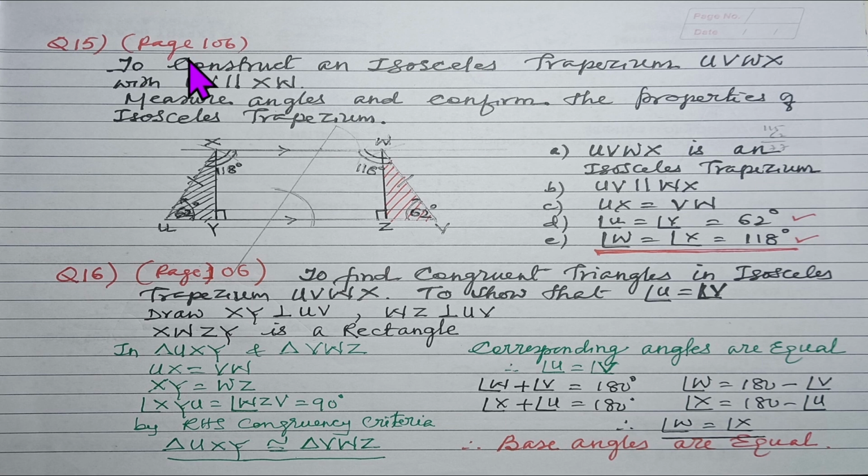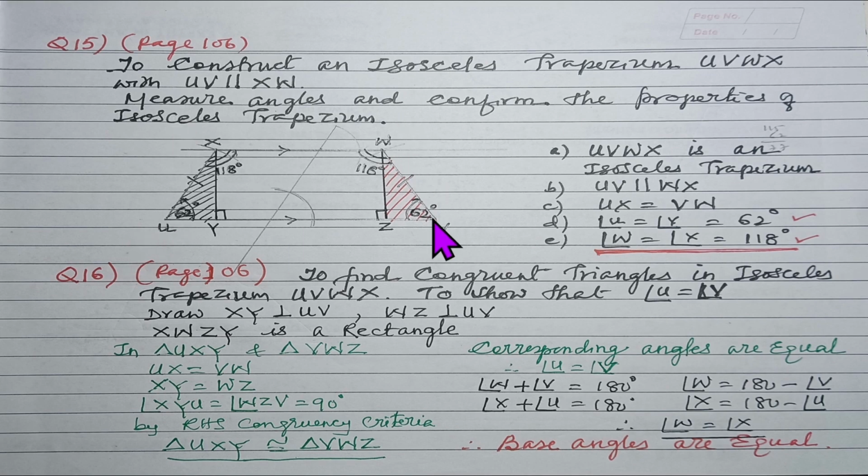Now question number 15, page 106, we have to construct an isosceles trapezium UVWX with UV parallel to XW, and also measure the angles and confirm the properties of the isosceles trapezium. Let us understand this.